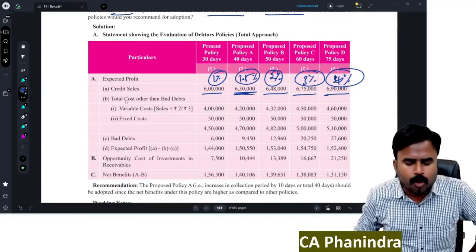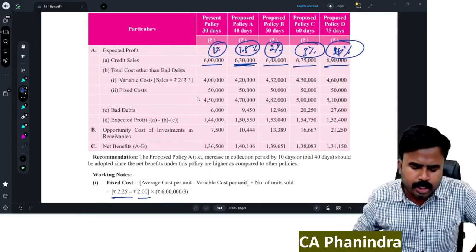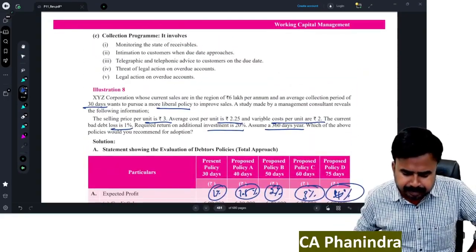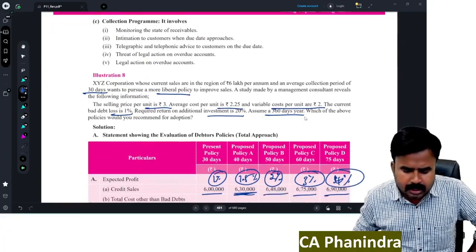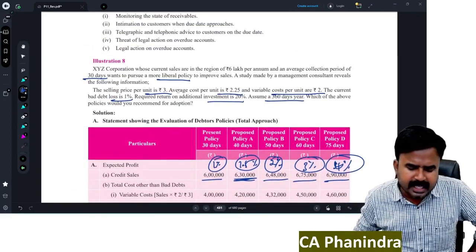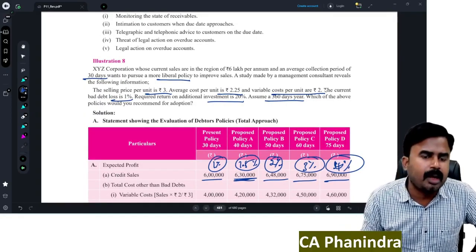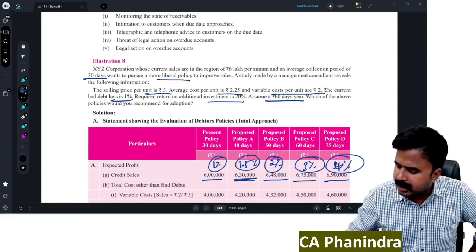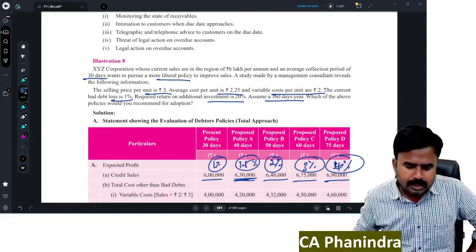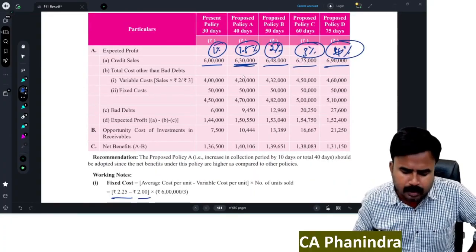Now I have to write total cost other than bad debts. So what is my first cost? Variable cost. You know that out of your total cost, 2 rupees is your variable cost. So out of 3 rupees selling price, 2 rupees is variable cost. 2/3 is my variable cost. You know the variable cost ratio formula, variable cost per unit divided by selling price per unit, 2/3. So please apply 2/3 on your credit sales to get variable cost.